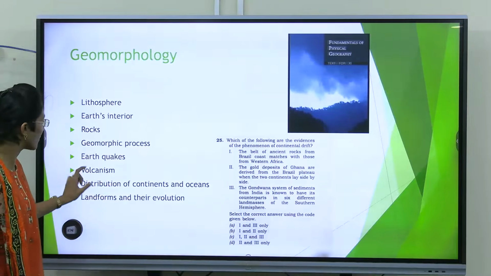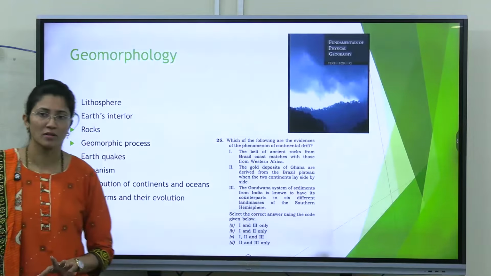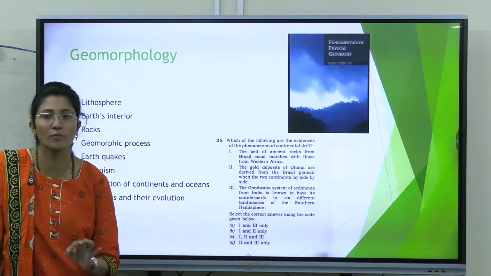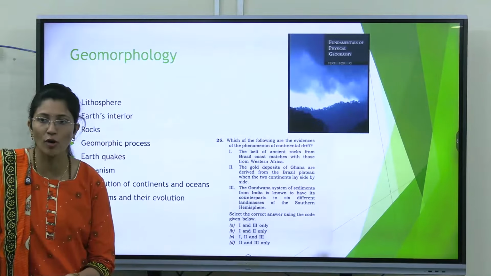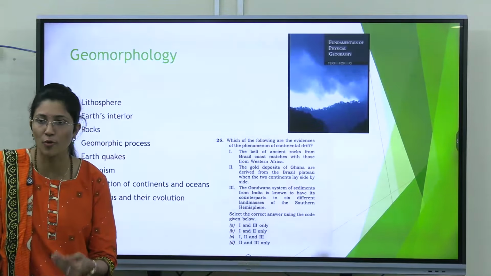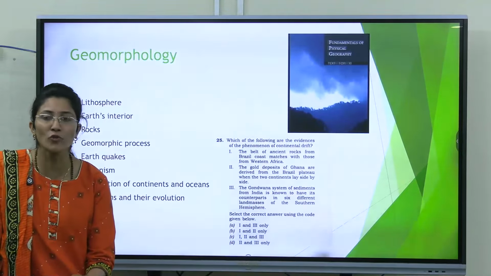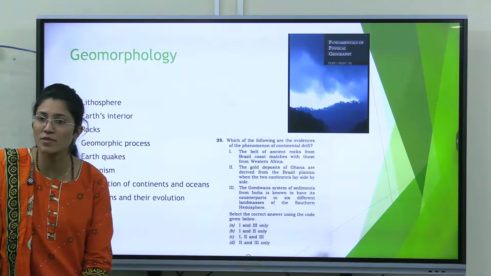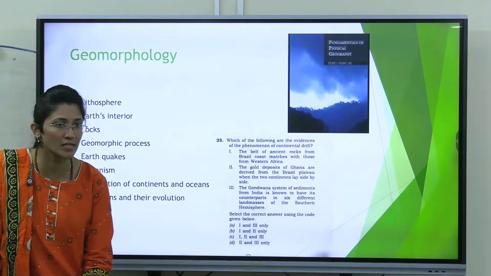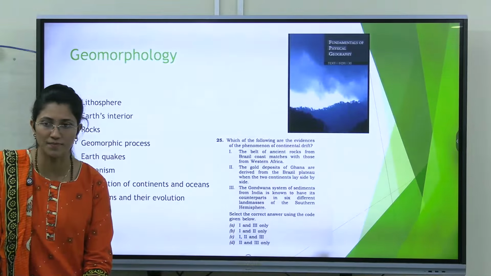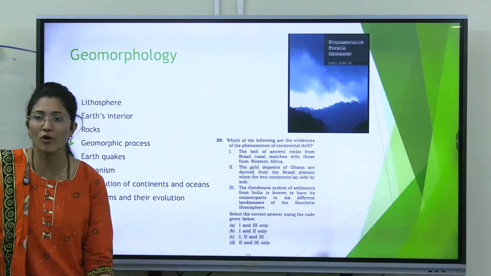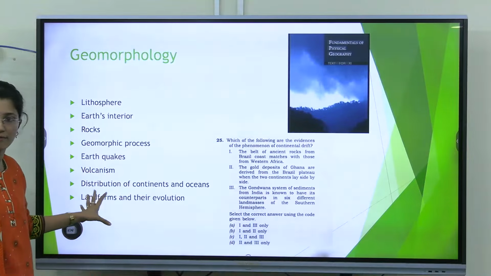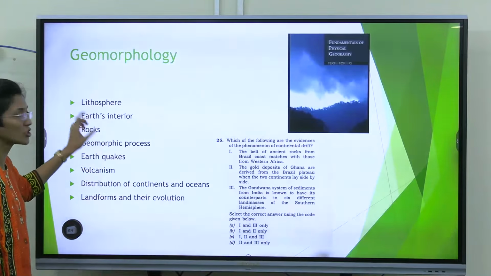Right? Next we talk about landforms and their evolution. Nothing but several erosive and depositional landforms formed by rivers, formed by groundwater, like karst topography, karst landforms, fluvial landforms, landforms formed by winds in the deserts, landforms formed by sea waves in the coastal areas, landforms formed by glaciers. Both erosional landforms and depositional landforms, and the factors responsible for creating these landforms. So this is all about geomorphology.